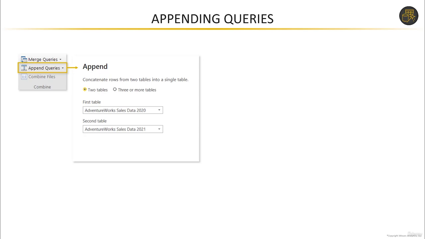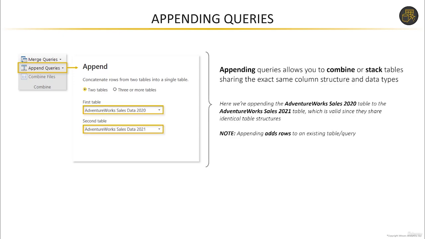Now, both merging and appending are similar in that they're adding information to an existing table, but they're different in that merging is adding columns and appending is stacking rows. So basically, Appending Queries allows you to combine or stack 2 tables, assuming that they share the exact same column structure and data types. So that's super important to keep in mind. Same structure and same data types.